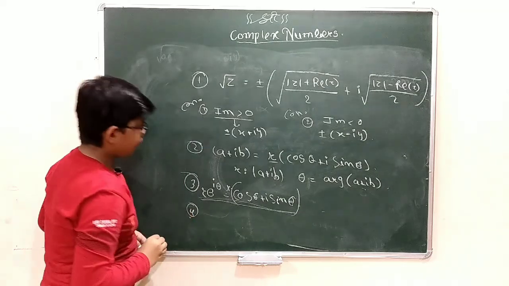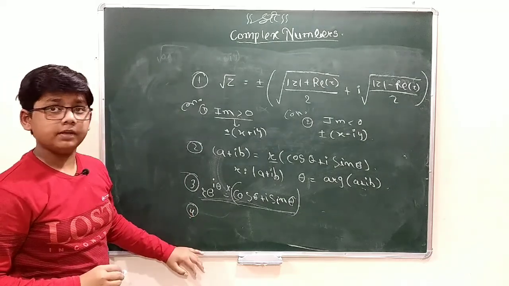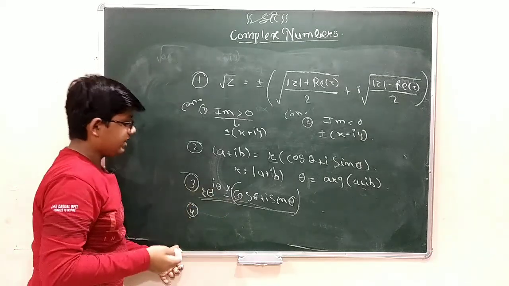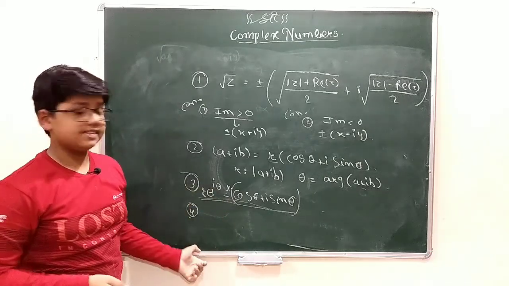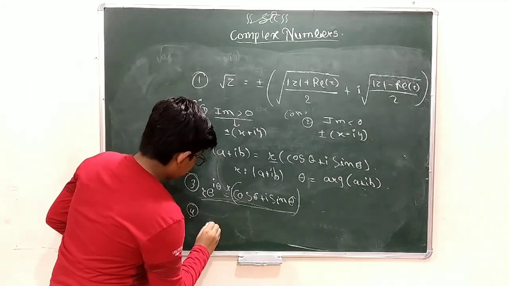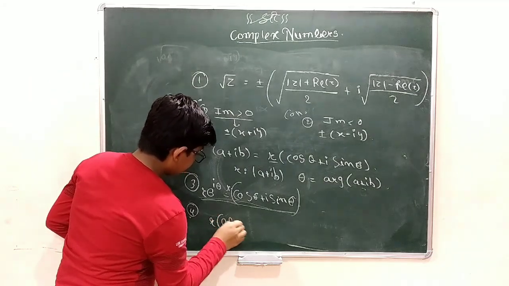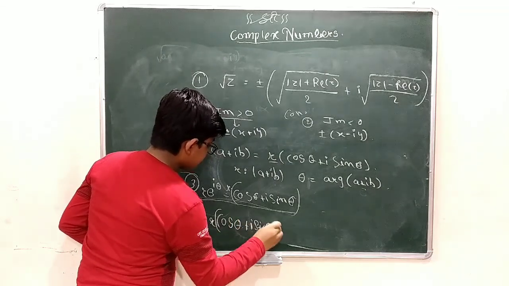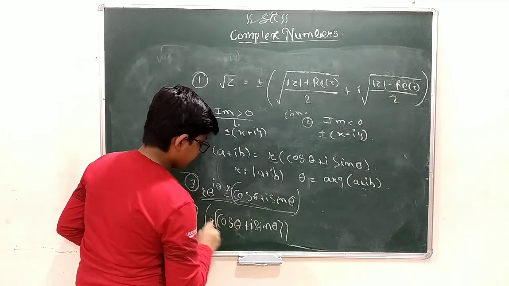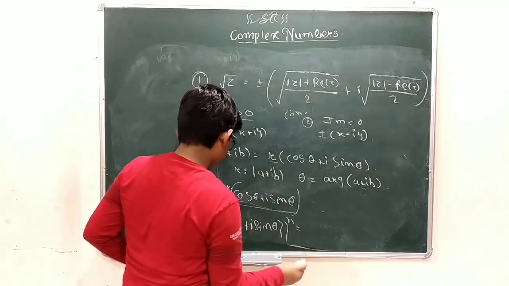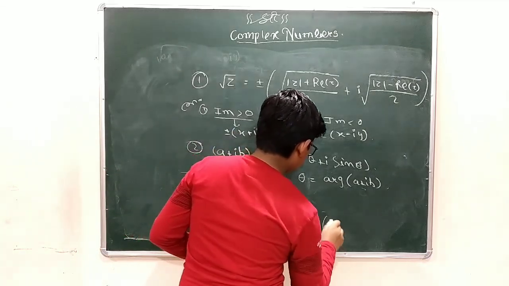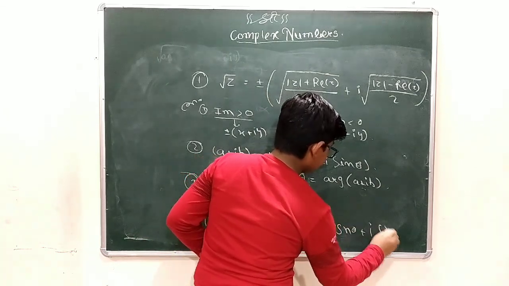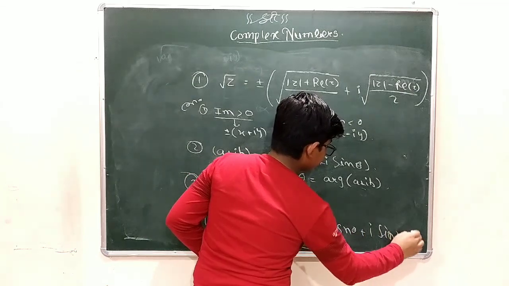Now fourth, we have learned about a theorem, that is De Moivre's theorem. What is De Moivre's theorem? It's just taking the power of r into e to the power i theta, that is r into (cos theta + i sin theta), which tells that [r (cos theta + i sin theta)] whole to the power n is equal to r to the power n into (cos n theta + i sin n theta).